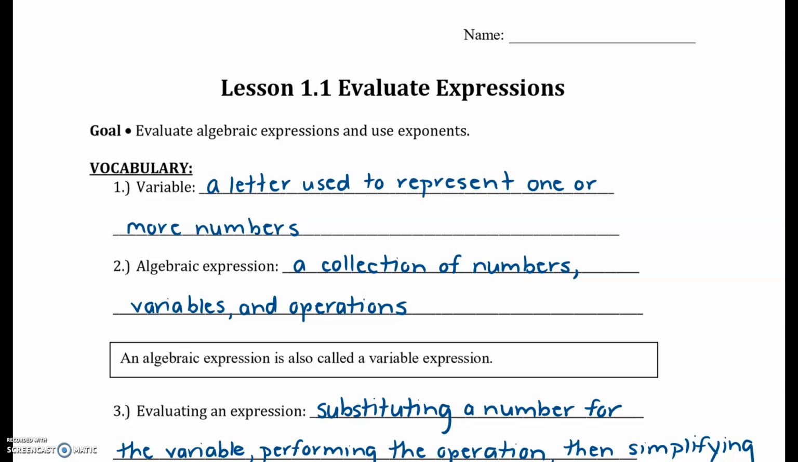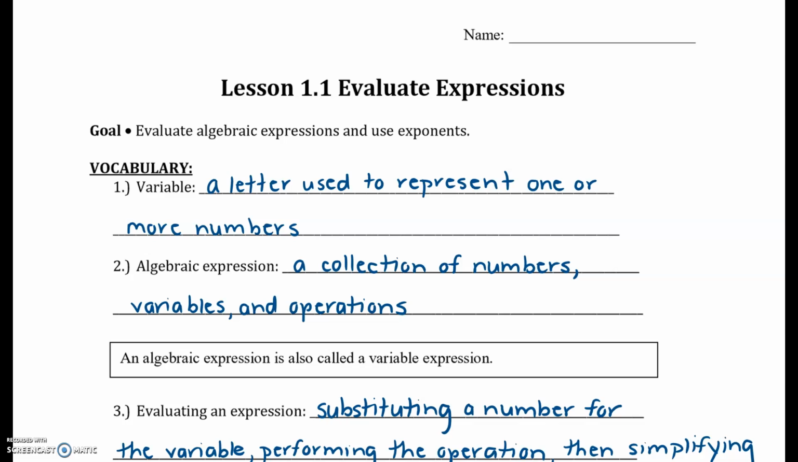Today we are going to begin Chapter 1, Lesson 1.1, and we're going to start by talking about evaluating expressions. So you were given this note handout or note packet in class either on Wednesday or Thursday, and what I would ask you to do is to get that packet in front of you, get a pencil in hand, and you are going to begin to fill out this vocabulary.